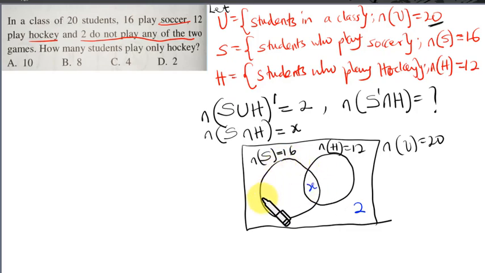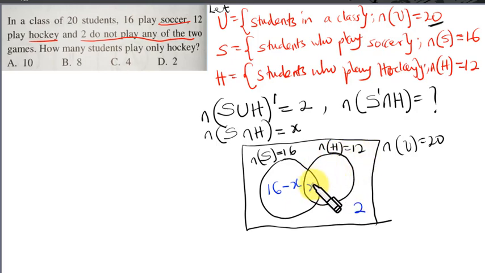So I'm going to write S here. Now the entire circle, the number of students in this entire circle, that is the number of students who play soccer, is 16. Now out of this 16, part of it is x, so the remaining will be 16 minus x. You get it? And then this entire circle, the number of students who play hockey is 12.